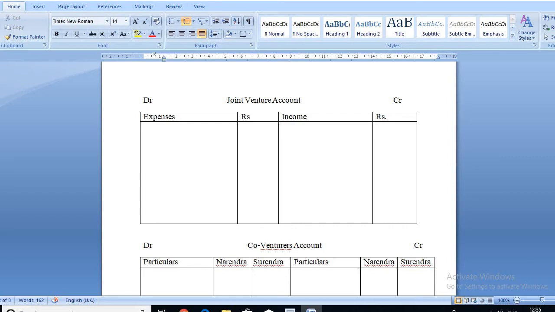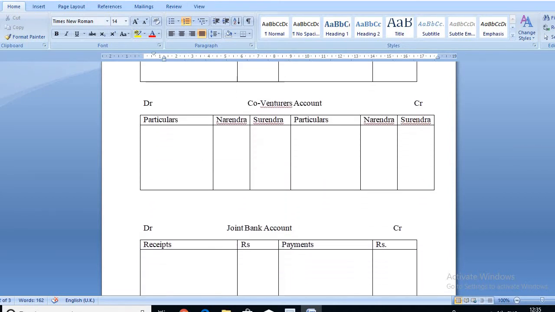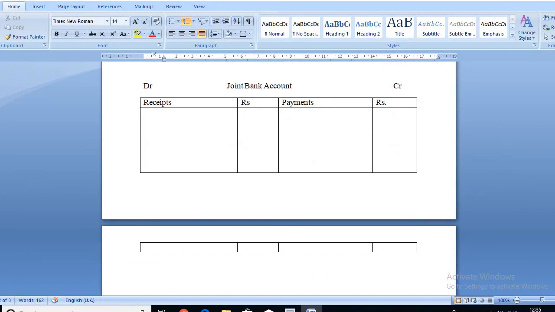And the next account is co-venturer account. Here there are 2 co-venturers, one is Narendra and one is Surendra. And the last ledger account is joint bank account. In joint bank account, debit receipt side and credit side payment.